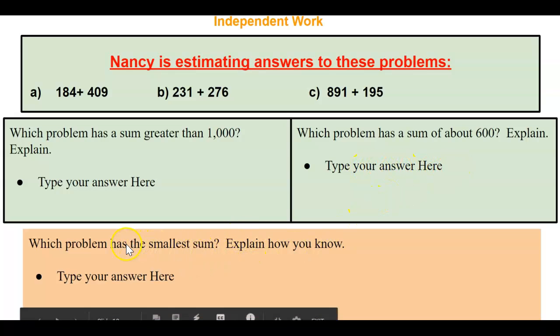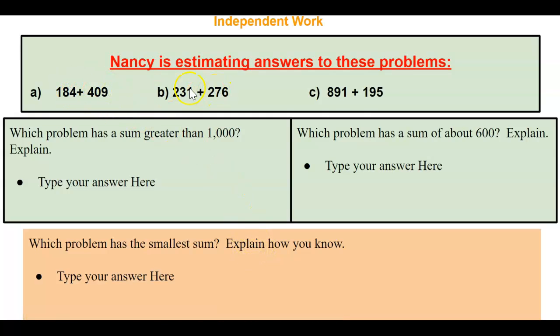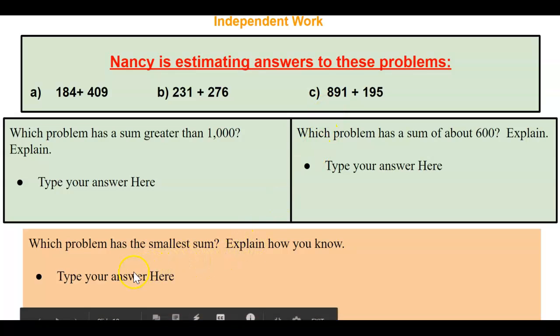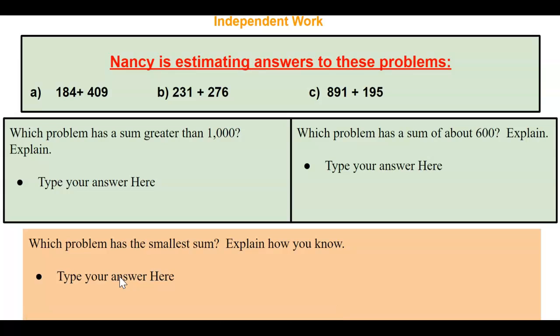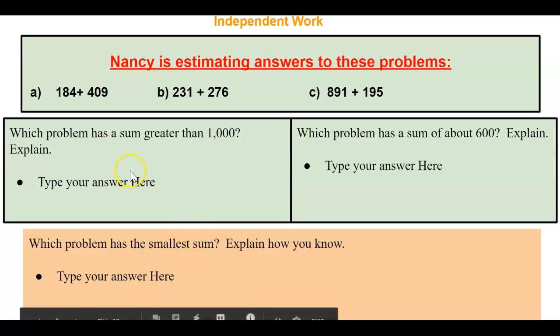And at the bottom, which problem has the smallest sum? Explain how you know. So using estimation, you're going to determine which one of these has the smallest sum, and you would put your answer here. Now, I want you to work the problems in your notebook. When you write your estimates down and add your estimates up, solve that inside of your actual notebook, and you can put your answers in here, okay?